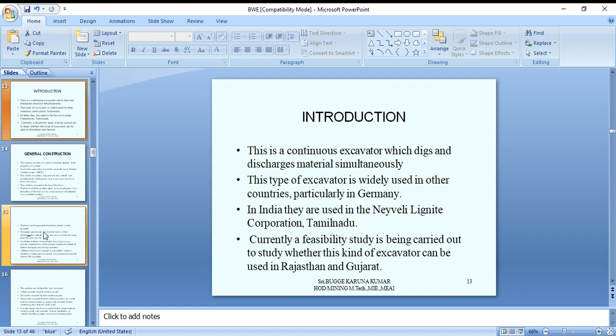Currently, a feasibility study is being carried out on whether this kind of excavator can be used in Rajasthan and Gujarat. In Gujarat Mineral Development Corporation, some in Rajasthan are also already established, and the production has also started there.